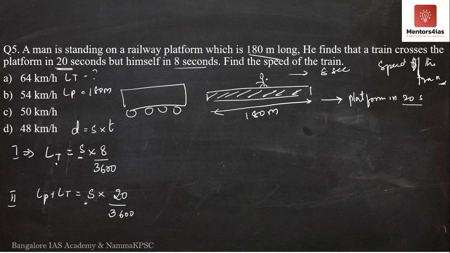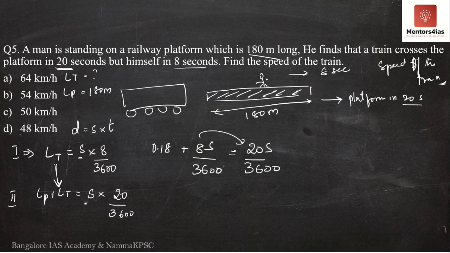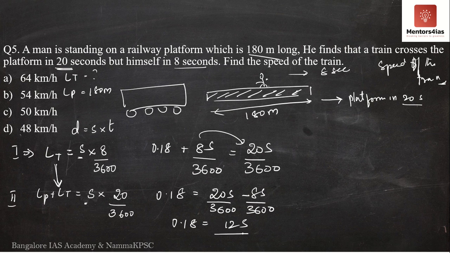So what we will do is, we will substitute the length of the train, LT, as S into 8 divided by 3600. So what do we get? We get LP, where LP is 180 meters or 0.18 kilometers, plus 8S divided by 3600, is equal to 20S divided by 3600. I'll take this to the right hand side. I get 0.18 is equal to 20S divided by 3600 minus 8S divided by 3600. Therefore, 0.18 is 20 minus 8, which is 12S divided by 3600, where 12 threes are 36.